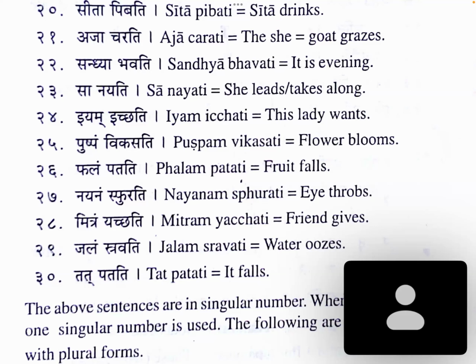Jalam sravati. See the sakara. Below the sakara, the ra is there. Repa. I told you the line will come. So sra. Sravati. The water oozes. Okay. Next. Tat patati. You stop here at tat, because there is a halant. After the takara, there is a small slanting line down. So we stop it. Tat patati, that falls. Everybody is okay in this? Do you have any doubt? No, madam.